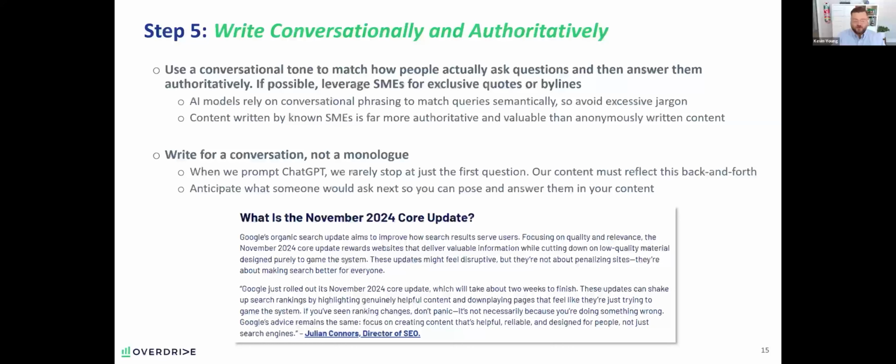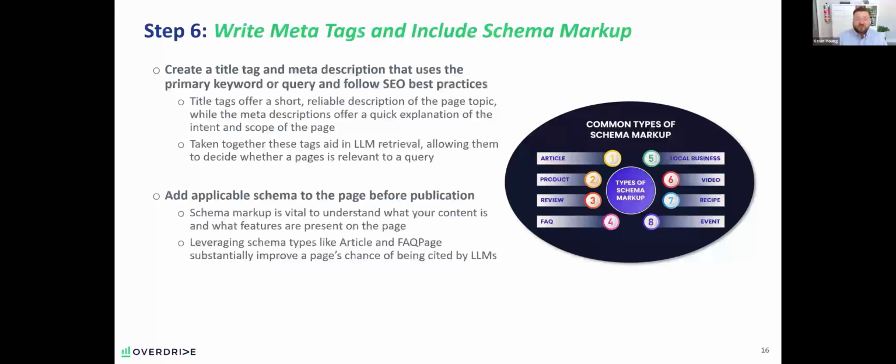So if that answers that question, let's move on to step 6. Step 6 is the last step before publication, and that is to write meta tags and include schema markup. Now, this may sound very familiar because these are two vital steps in the SEO process, but it's also very important for AI in its own right.